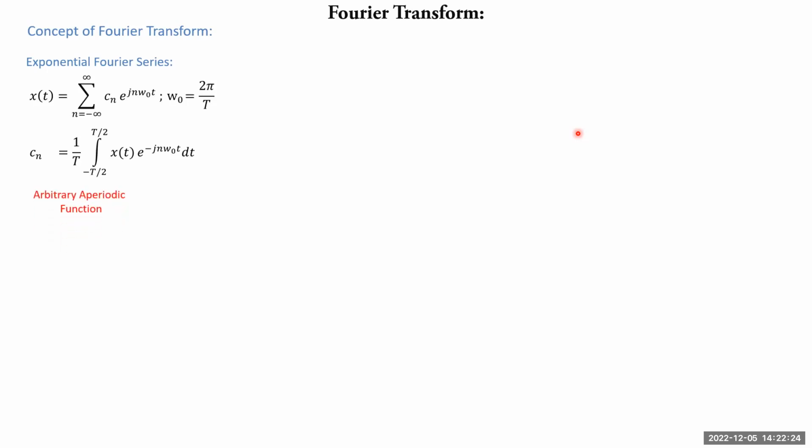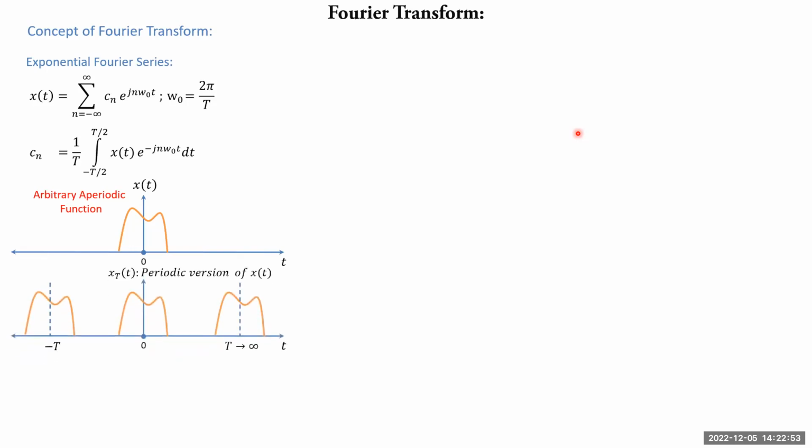Suppose we have an arbitrary aperiodic or non-periodic function as shown below. How can one find the frequency spectrum of such a non-periodic function using the Fourier series? So it is a three-step process. Step 1, in which we'll convert the non-periodic function into a periodic function with a period T by adding two pulses, one on the right hand side and another on the left hand side. Now this function is called the periodic version of x of t, and it is indicated by capital T as a subscript in x of t.